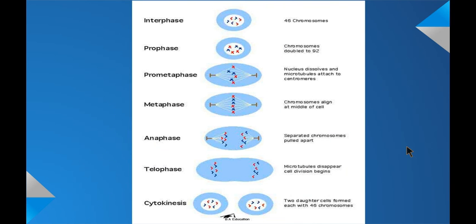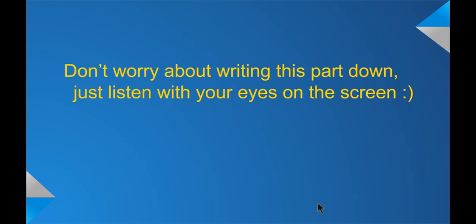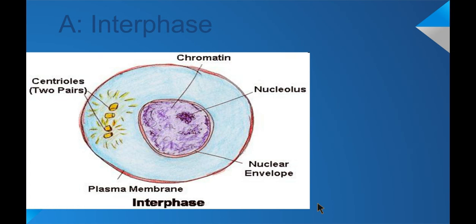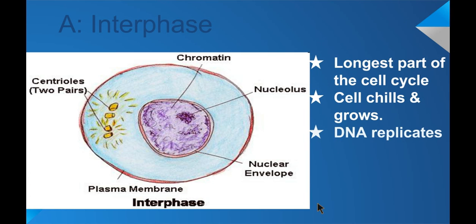Here's a quick overview of PMAT, what it looks like. Again, we have one parent cell up top. 2 daughter cells are formed in the end. Don't worry about writing this next part down. Just listen and put your eyes on the screen. Interphase is not part of PMAT. The cell spends most of its time in interphase. The cell kind of just chills and the DNA replicates when the cell is ready to divide.